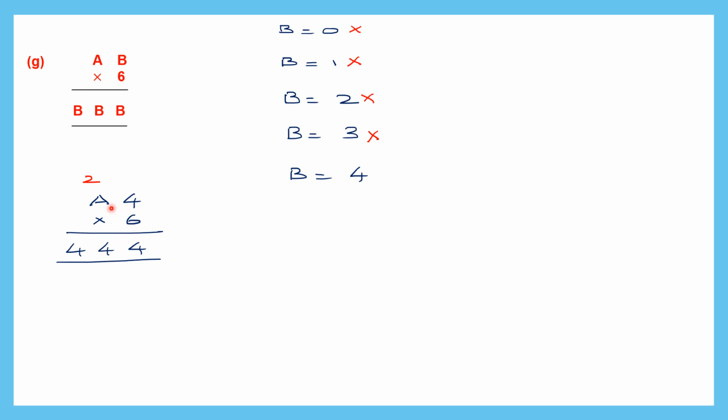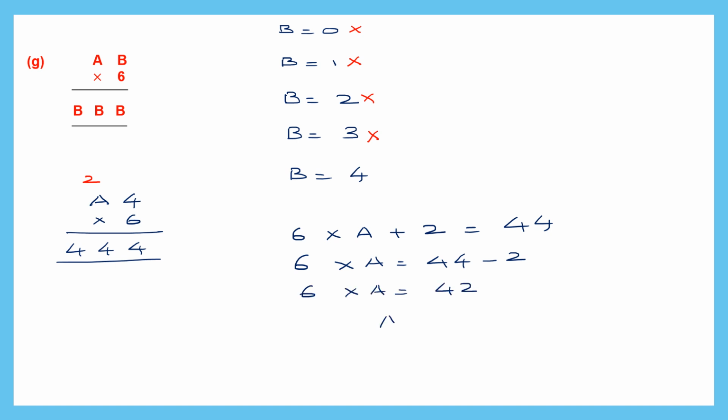Now 6 into A plus 2 must give us 44. Okay, so let's do that. 6 into A plus 2 must give us 44. I hope you understood how we got this. Now here, let's solve this equation. So here let's take only 6 into A. So 6 into A is equal to 44. Now I'm taking the 2 to the other side, minus 2. So 6 into A is equal to 42.